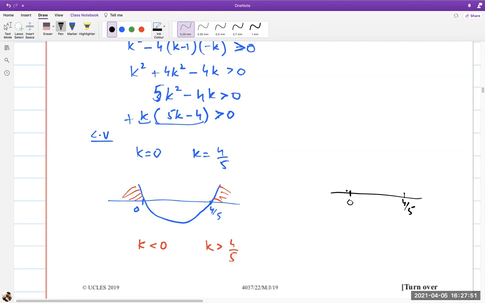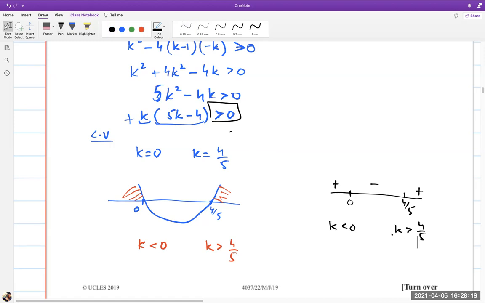Pick a number from the area below 0, maybe -1. Put that in there, and I will get a positive answer, which is greater than 0. Then I pick a number between 0 and 4 by 5, maybe 0.5. I put that there, and you will see that I'll get a negative number. I just have to put that in a calculator to figure this out. And for this one, I'll also get a positive answer. I am interested in just the positive answer because it's greater than 0. So I'll say that k is less than 0 and k is greater than 4 by 5.